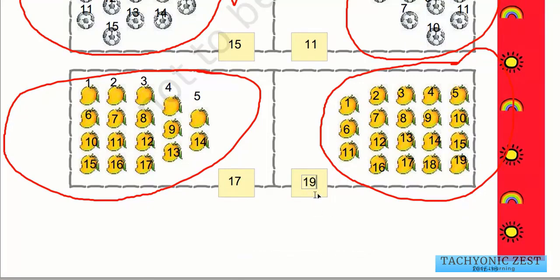So if we have to tick the group with more number of objects, which group do you think is bigger, the left hand side or the right hand side? Correct, the right hand side group is bigger because it contains more number of objects. 19 is bigger than 17. Okay, so we will tick the group with more number of objects. So this is the group with more number of objects, or this is the bigger group out of these two groups.